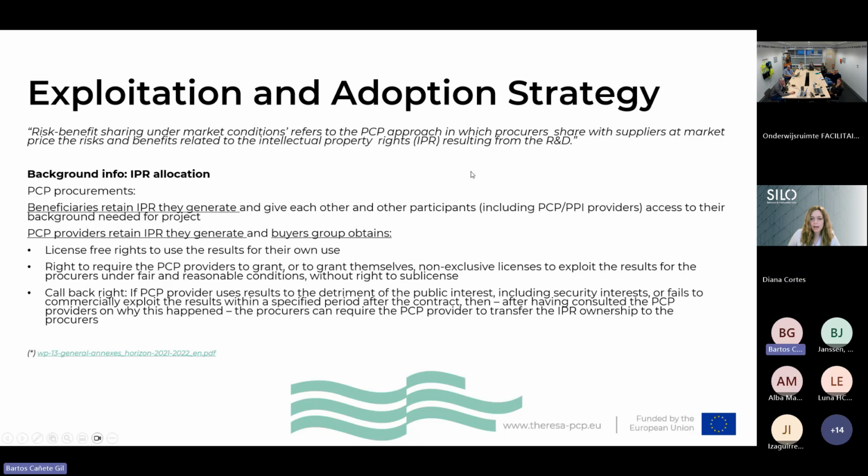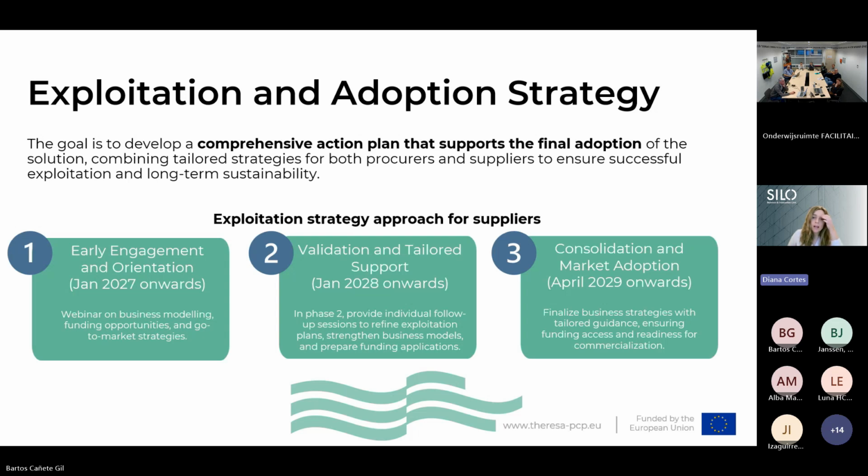I will also outline how this IPR framework is supported by a structured exploitation and adoption strategy in the case of the Teresa project. The overall objective is to develop a comprehensive action plan that supports the final adoption of the solutions. This plan combines tailored strategies both for procurers and suppliers with the aim of ensuring successful exploitation and long-term sustainability. For suppliers in particular, which is the focus of this webinar, the strategy is organized in 3 main phases.